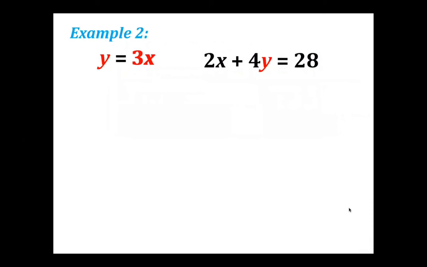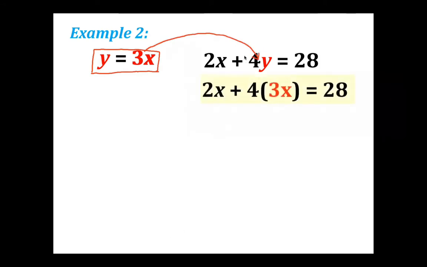Here is another example. We have y equals 3x, and 2x plus 4y equals 28. First step is to solve one of the equations for a variable, either x or y. Again, in this example, conveniently we have y equals 3x, where 3x is already set to an isolated y, so you can just plug in 3x for your y value in the other equation. So that would look like this.